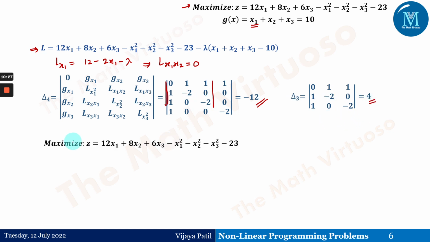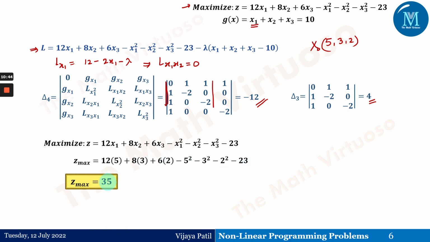Now, if you observe here, to maximize, Z is this, and we'll be putting the values 5, 3, 2, that is what we got as x0. So x1 is 5, x2 is 3, x3 is 2. So we'll be getting the value of Z max equal to 35. Now, how can we say that this is a Z max? One thing is they have already given us the optimization function as maximization. Another way, we have also checked it with delta 3 and delta 4.